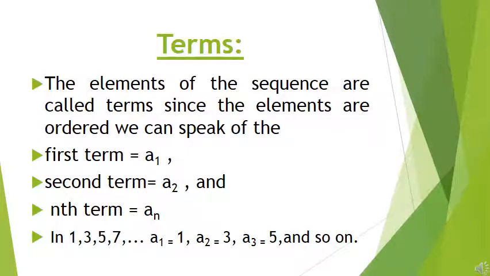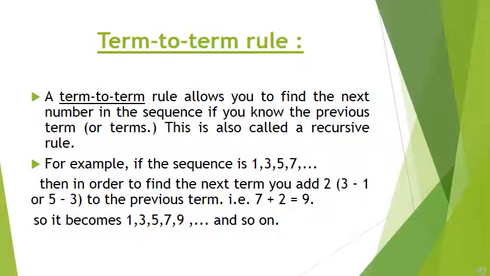Terms. The elements of the sequence are called terms. Since the elements are ordered, we can speak of the first term as A1, second term as A2, similarly the nth term is An. For example, in 1, 3, 5, 7, A1 equals 1, A2 equals 3 and so on.